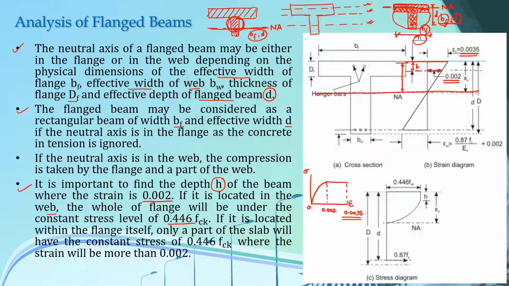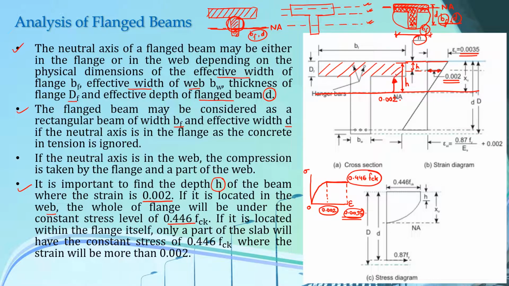So if this H is somewhere in your web portion, for example here, let us assume that this is the depth H where the strain level is 0.002. We know that from strain level of 0.002 to 0.0035, that means above this value, we have a constant stress level, and this constant stress level is given by 0.446 fck.